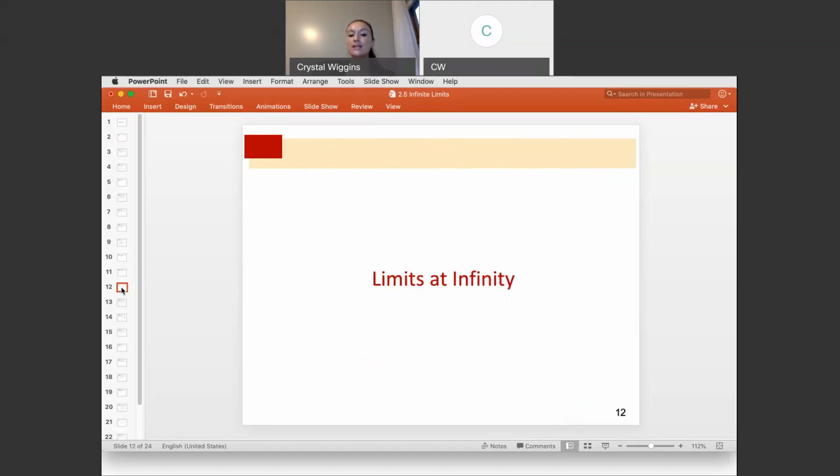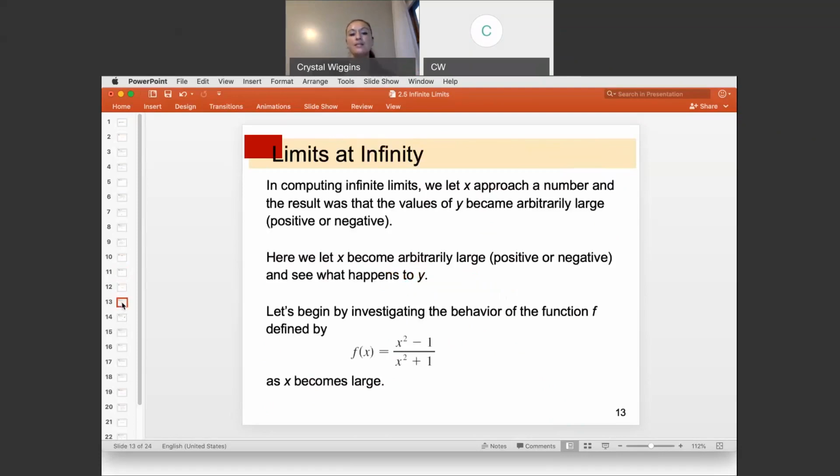Let's take a look at limits at infinity. So in computing infinite limits, we let x approach a number, and the result was that the values of y become arbitrarily large, positive or negative. Here, we let x become arbitrarily large, positive or negative, and let's see what happens to y. Let's begin investigating the behavior of the function defined by x squared minus 1 over x squared plus 1.